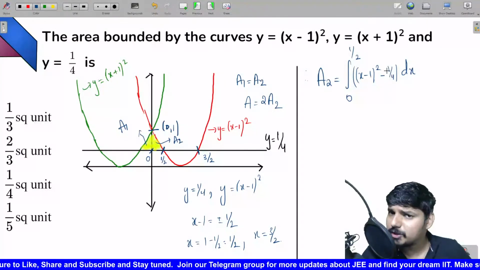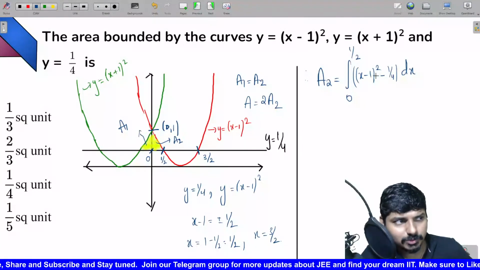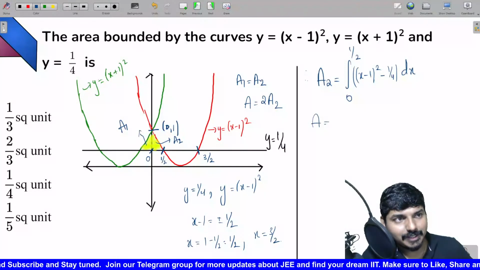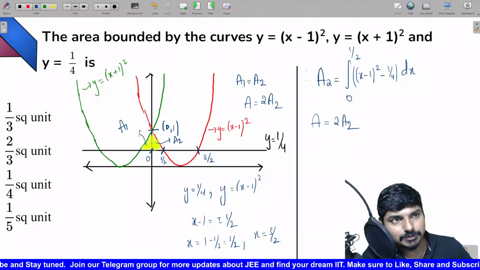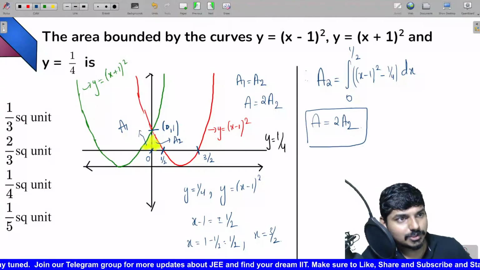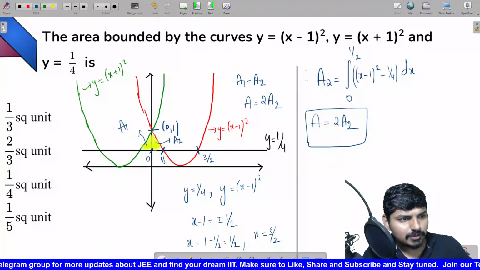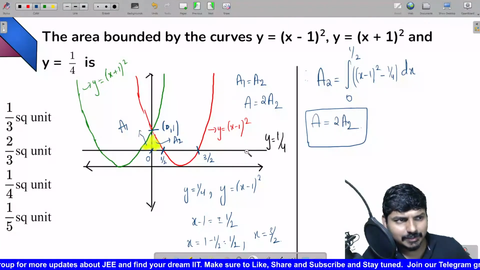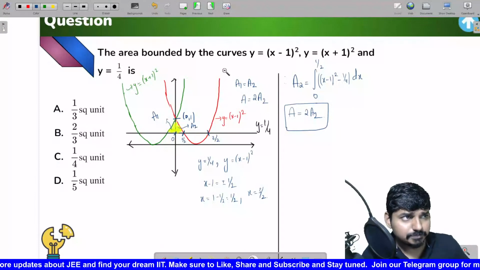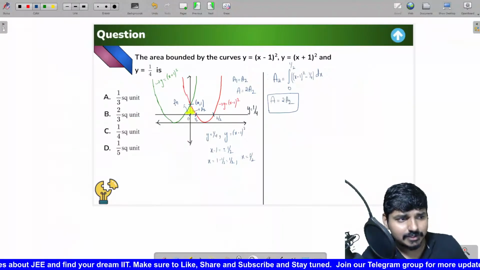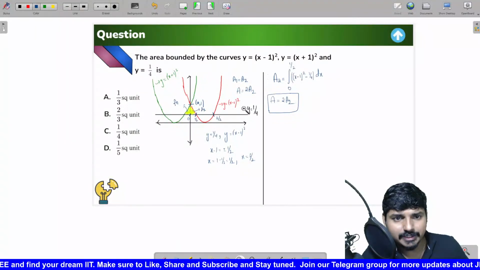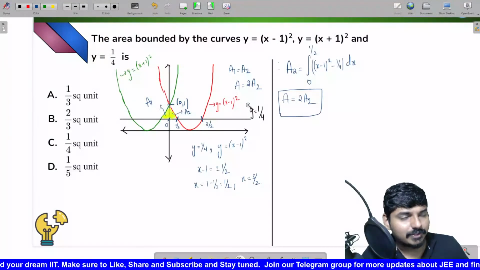So once you get the value of A2, guys, all you have to do is find the value of A, which is going to be 2 times of A2. And from this, you are going to get the solution. Okay. So the rest of the part, I'm going to leave it for you. You can do it later. But I hope this is clear for all the students, everyone. So how do we do this type of questions? I hope it's clear for everyone out here.